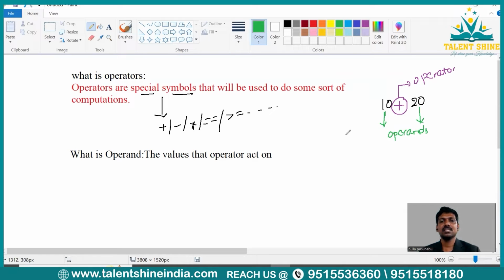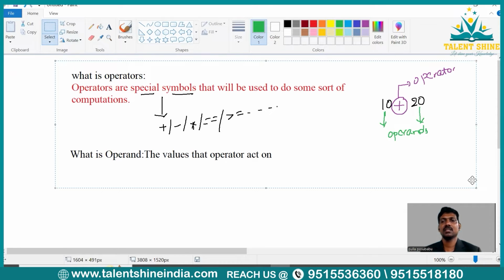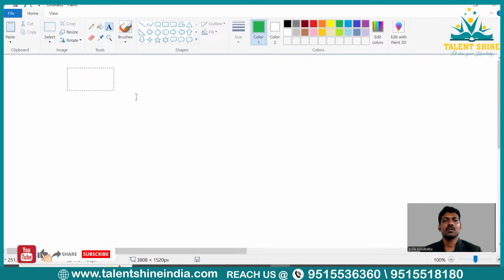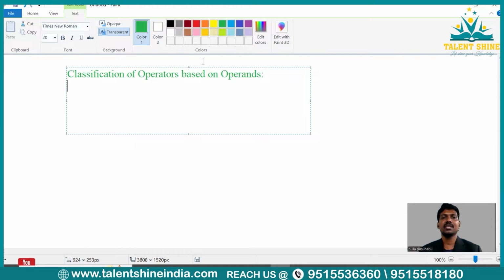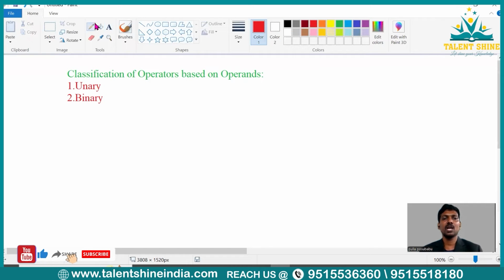Now let us discuss the types of operators. Let us see the classification of operators based on operands. Based on operands, you can classify the operators into two types: the first one is unary operator and the second one is binary operator. Now let us discuss what is meant by unary operator and what is meant by binary operator.